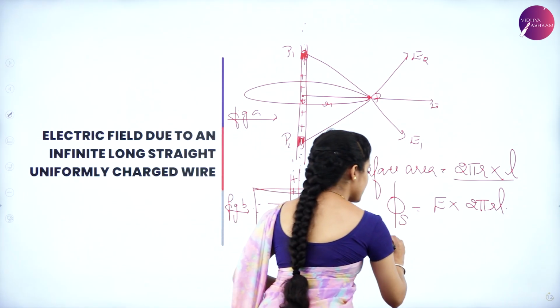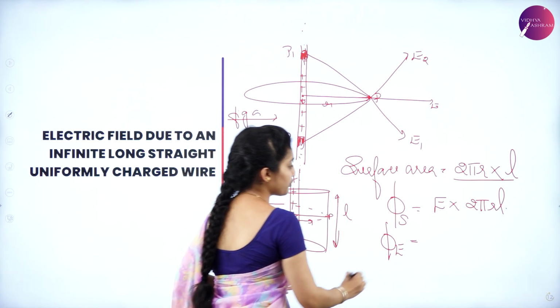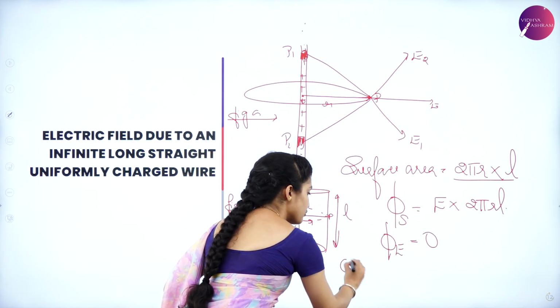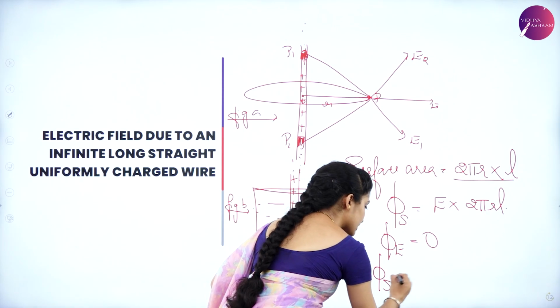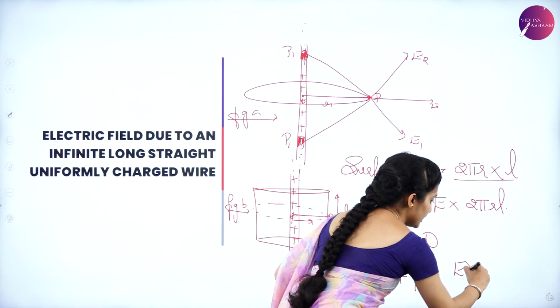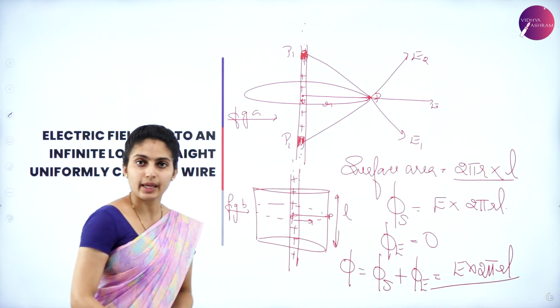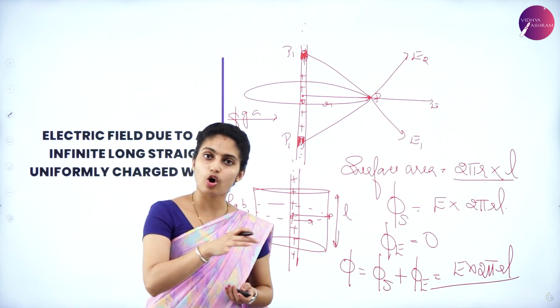Now let us consider the flux at the ends. Since the ends are parallel to the field, the flux is 0. So the total flux is equal to the flux at the surface and the flux at the ends together. It is nothing but E into 2 pi r into L. Having the same concept, let us equate this with the Gauss law.